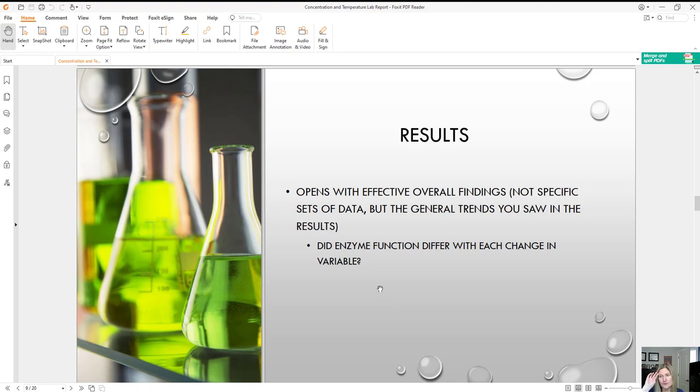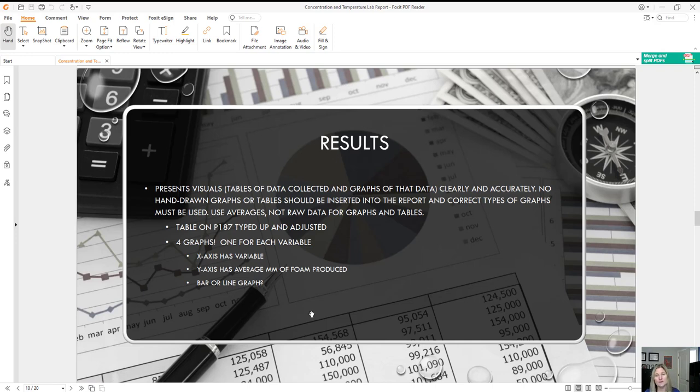Moving on into the results section. With the results section, remember we're always going to open with effective overall findings. So it's not looking at specific sets of data, but did you notice that enzyme function was altered based on the 4 variables? That's all you need to do, just describe the general trends that you saw. That's it. Okay, did enzyme function differ with each change in variable? So 1 or 2 sentences right there. And then we're going to go into the visuals.